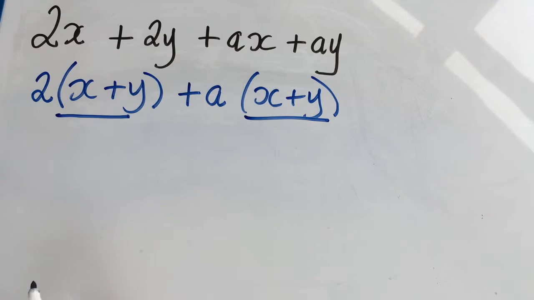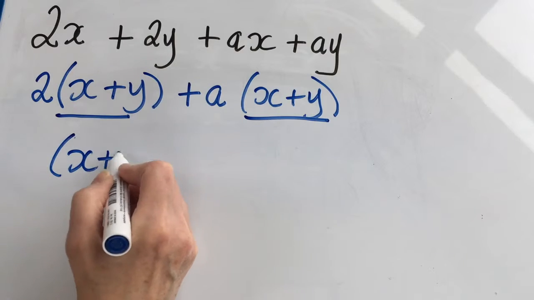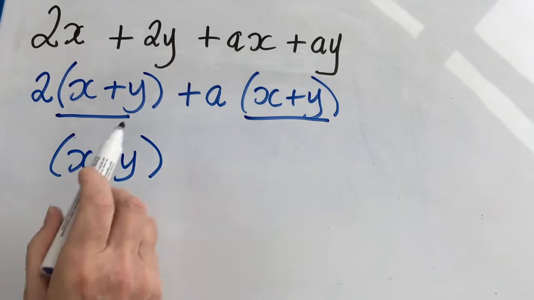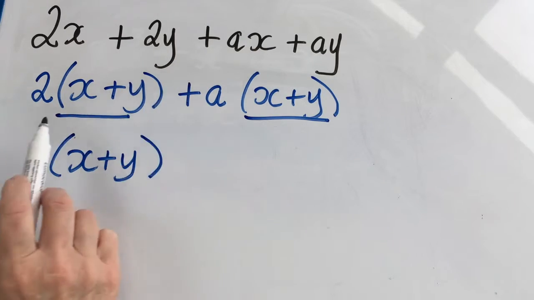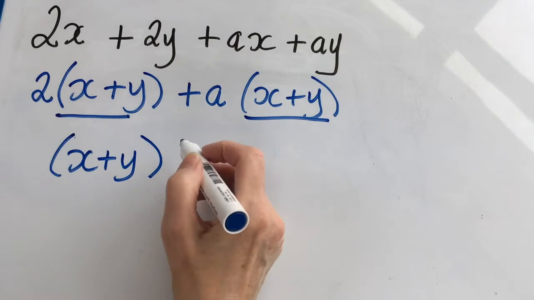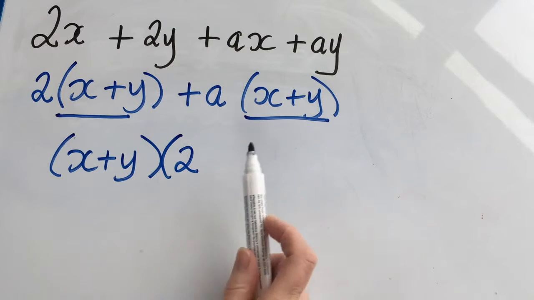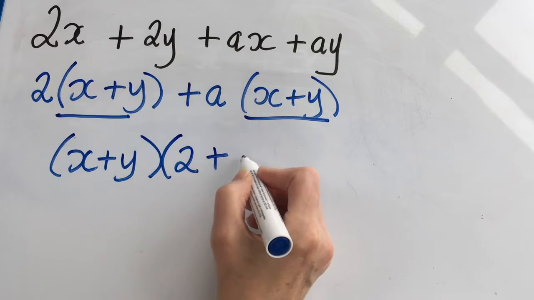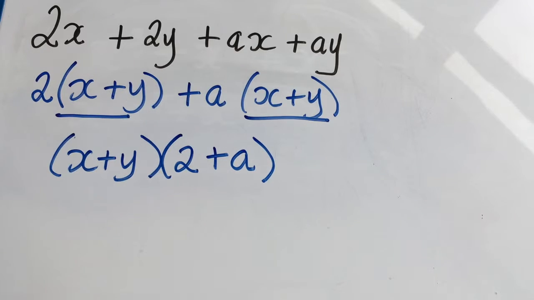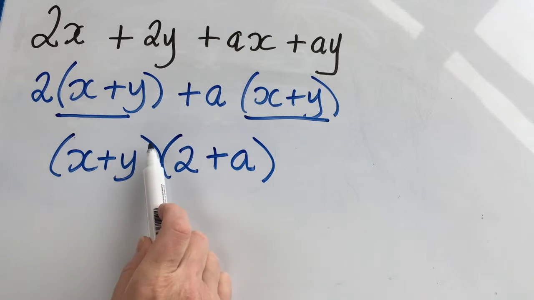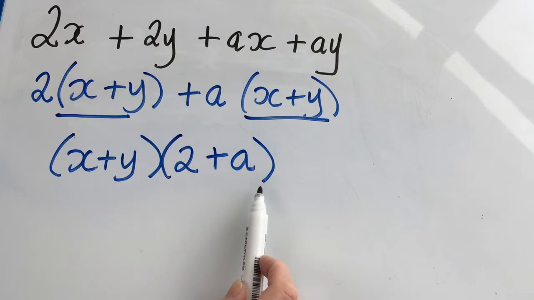So now taking out x plus y, it goes into this first expression 2 times. And it goes into this second expression plus a times. Now it's fully factorised. How do I know it's fully factorised? Because I've got a product as my result. So 2 things multiplied together, remember, is a product.